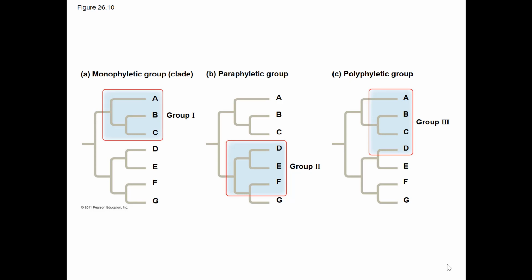All right, and then I told you a monophyletic group is synonymous with a clade. And if a clade is a group that includes the ancestor and all of its descendants, what is a monophyletic group? Yeah. It's a group that includes an ancestor and all of the descendants.